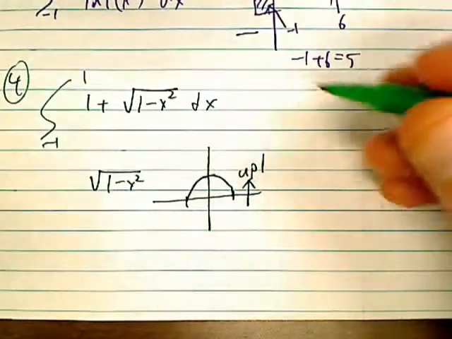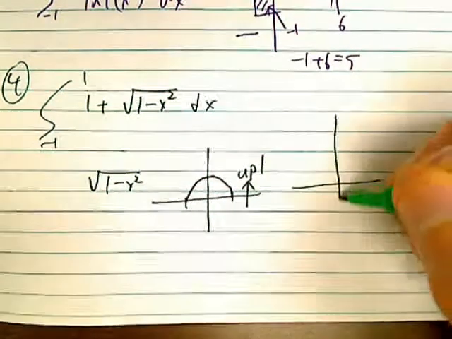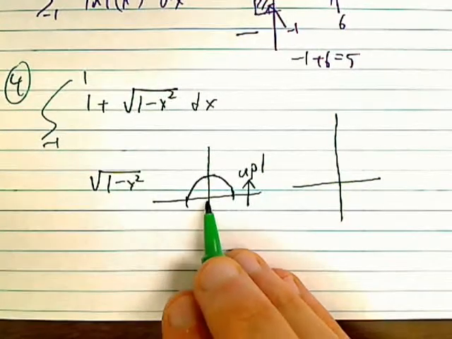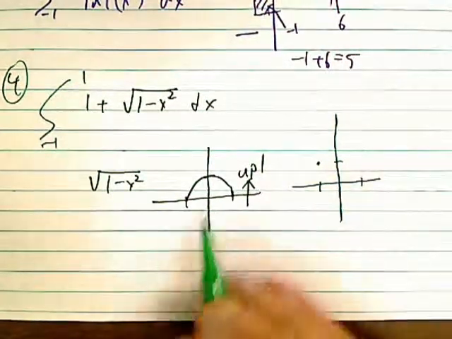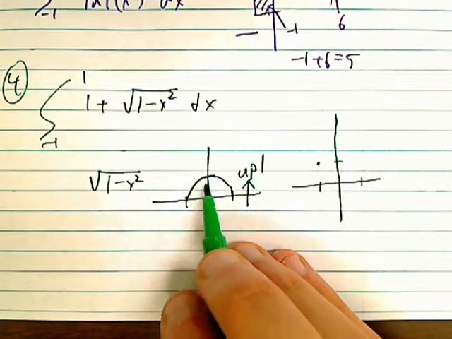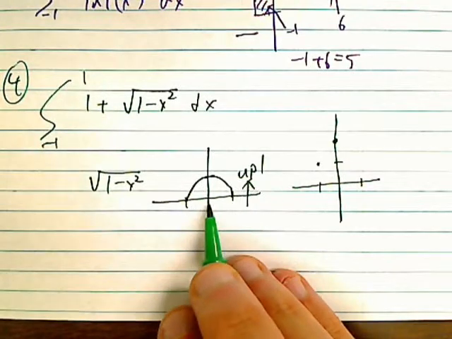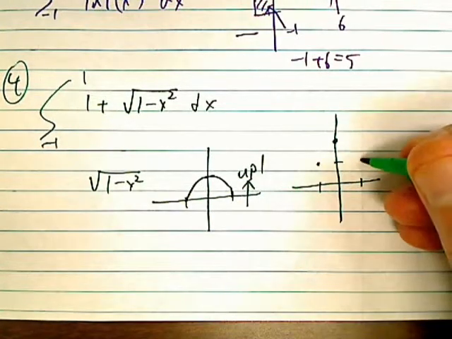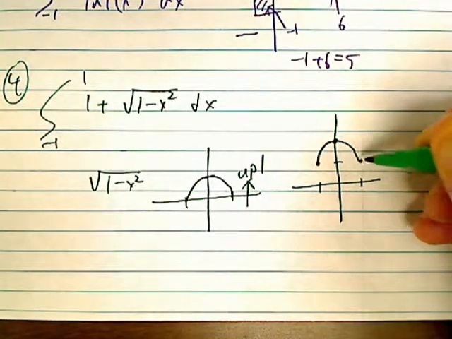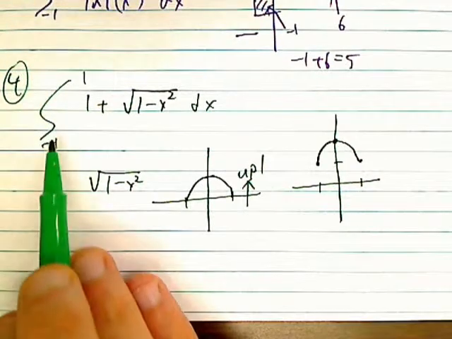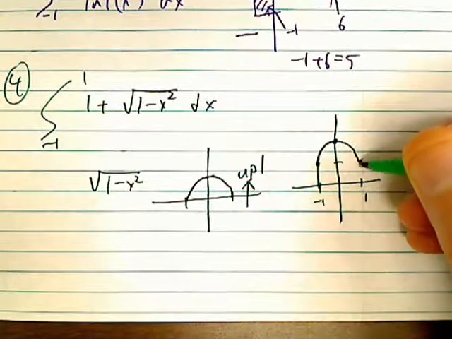Okay, so my actual graph here is going to look like this. So instead of this point at -1, 0, that'll be at -1, 1. And this point here, instead of 0, 1, it'll be at 0, 2. And this point here, instead of 1, 0, it'll be at 1, 1. So I moved my half circle up 1. There we go. And so the area between -1 and 1 is what I want to find.